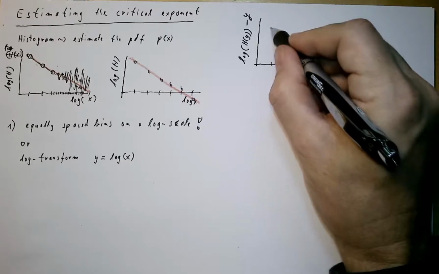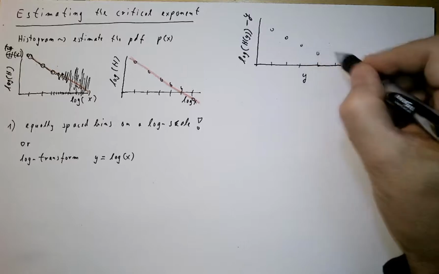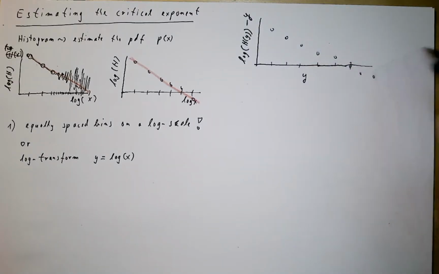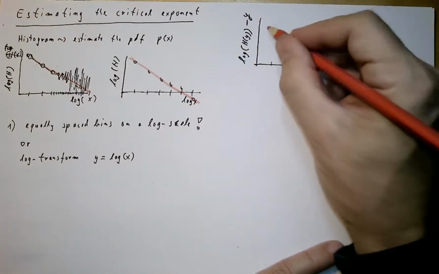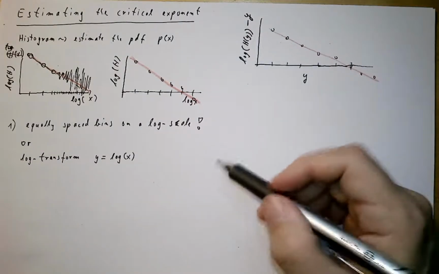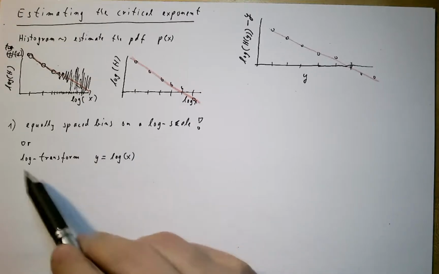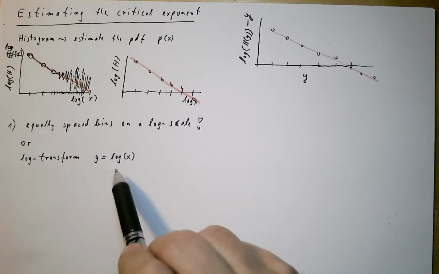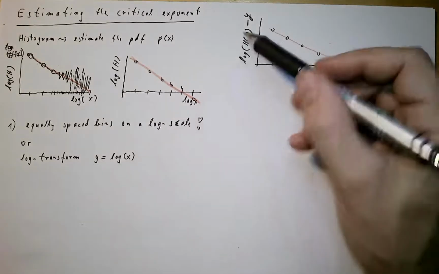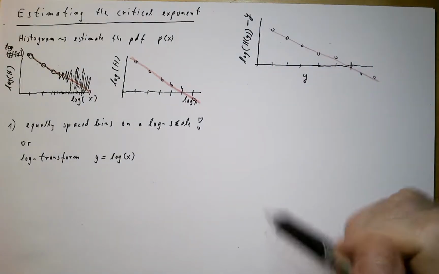And then maybe your data points are something like this. And now you can try to put a straight line through the whole thing. So that's the first. Take either equally spaced log bins on a log scale, or make a histogram of log transformed values. But then you have to take care that you transform back in order to plot really the histogram of the original values.